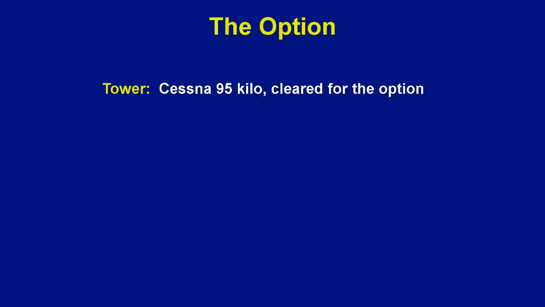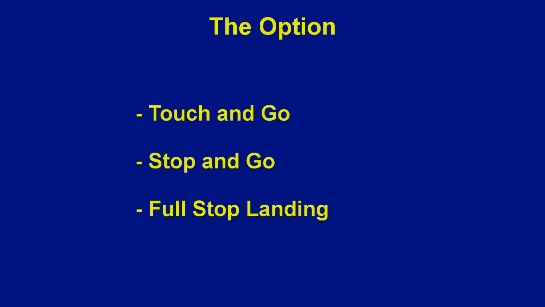At some point on the downwind, before you turn to base, you should hear from the tower. They may say something like this: Cessna 905 Kilo, cleared for the option. Cleared for the option means we can do a touch and go, a stop and go, or a full stop landing. In this video, we will do the full stop landing, but we'll cover the touch and go and stop and go in other videos.